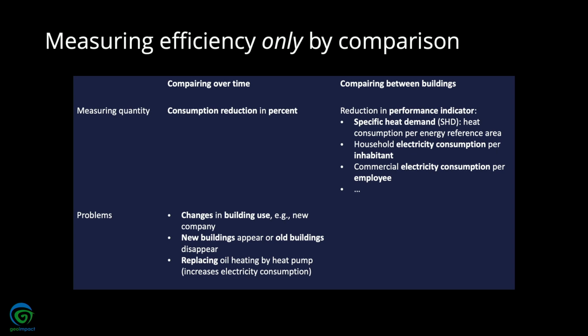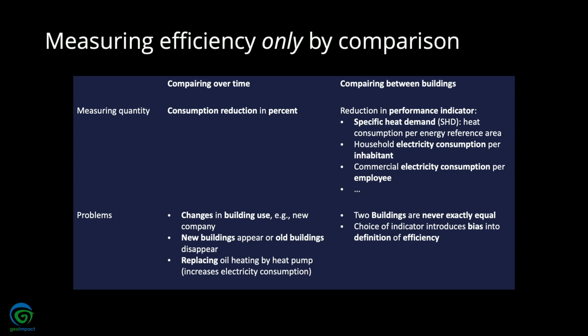And here, the way is to define some performance indicator. For heat demand, it's called specific heat demand. It's a common indicator where you divide the heat consumption by the energy reference area. But you could also normalize by inhabitant for electricity or by employee for consumption. So there are different possibilities. And here the difficulties are that buildings are always structurally different, so they are never really comparable only in efficiency. And also the indicators: some buildings might be more efficient when you divide by the area, others by inhabitants, so these indicators introduce some kind of bias into the efficiency notion.